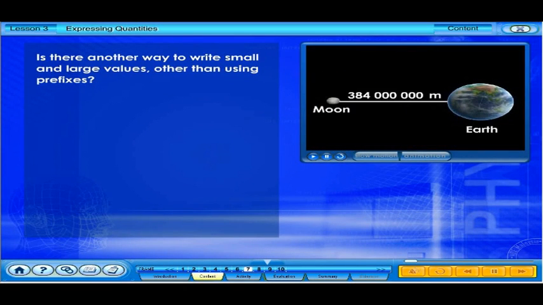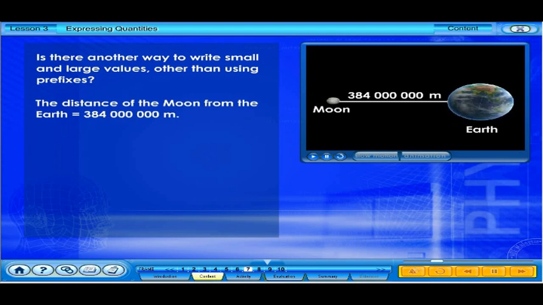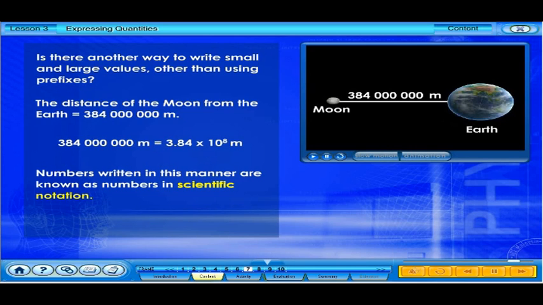Is there another way to write small and large values other than using prefixes? The distance of the moon from the Earth equals 384 million meters. 384 million meters can also be written as 3.84 times 10 to the power of 8 meters. Numbers written in this manner are known as numbers in scientific notation.